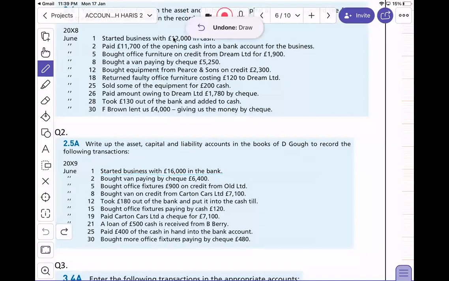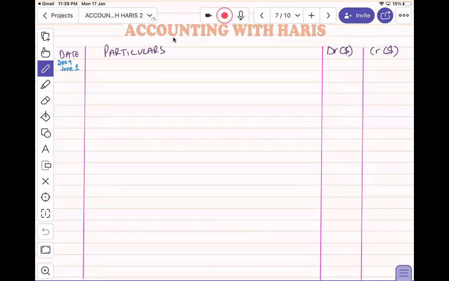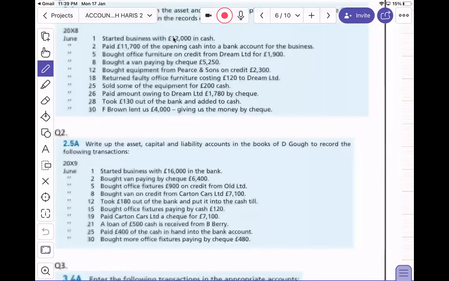See, now if you're starting with the business, you have to ask yourself what is getting debited and what is getting credited, right? So if we start business with 16,000 in the bank, it has to do with two things: that business is getting money in its bank account, and who is bringing this money? The owner is bringing this amount of money, right?